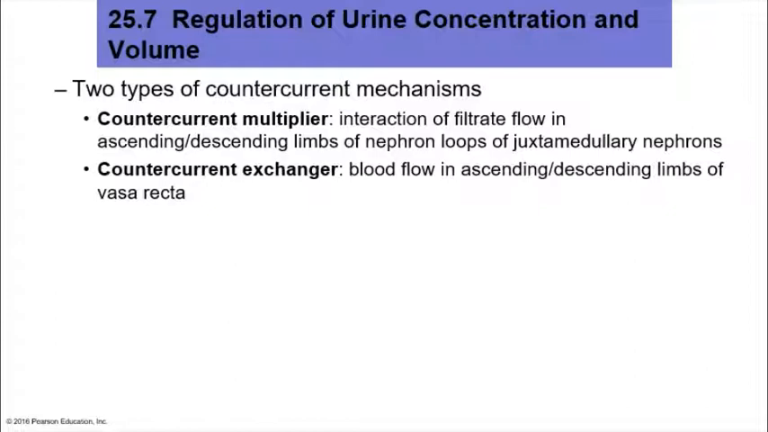Turns out these countercurrent mechanisms are helping you to concentrate your urine. There are two types. There's the countercurrent multiplier. This is just us talking about the nephron loops, the ascending and descending limbs of the nephron loops. And there's the countercurrent exchanger. This is just us talking about the ascending and descending limbs of the vasa recta, of the blood vessels. They're going to work together to help you either concentrate or dilute the urine. So let's see how that happens.